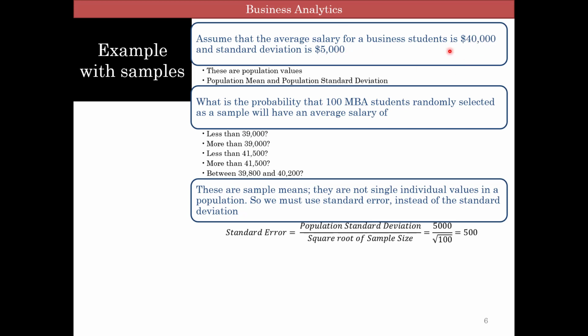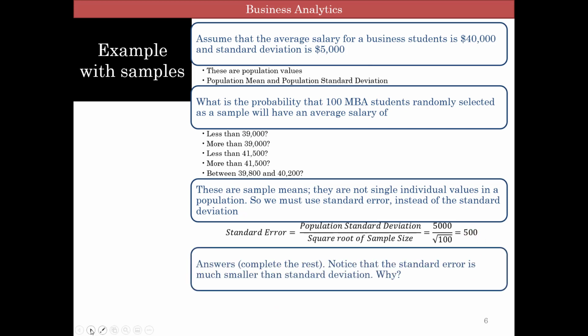If you are going to select 100 students from this group, their sample mean will be somewhere close to 40,000. So you might get higher than 40,000 or lower than 40,000, but you will get values close to 40,000. And if you get values close to 40,000, then obviously the standard deviation of those values will be much smaller. So you can complete the rest using norm.dist. Just pay attention to the fact that instead of putting 5,000 as your standard deviation, you'll be using 500, which is your standard error. Now let's look at the same issue for binomial distribution.